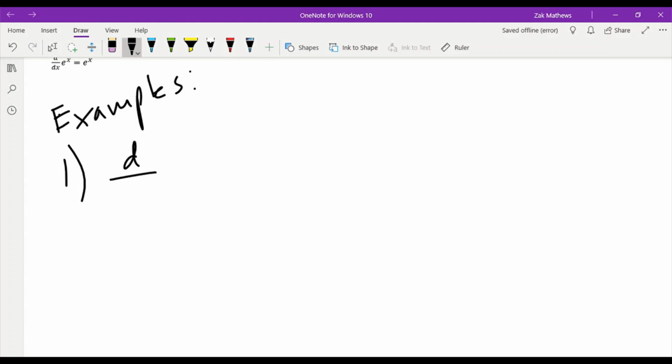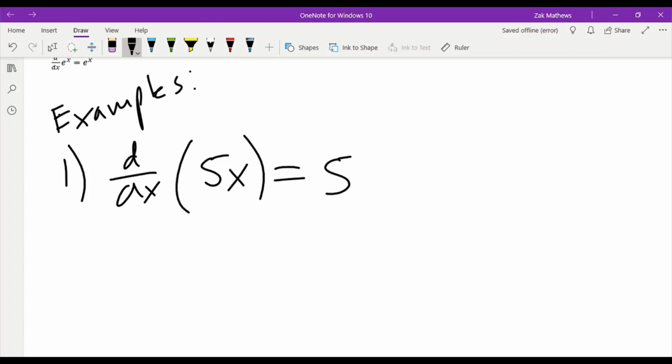So let's take the derivative of 5x. Well, what I see here is I have a constant 5, so now I can just bring that 5 right over and multiply it by whatever the derivative of this other half of the function is. So I have the derivative of x. Well, if we think about x, the exponent on that is just 1.